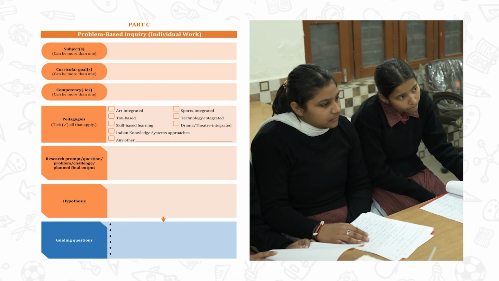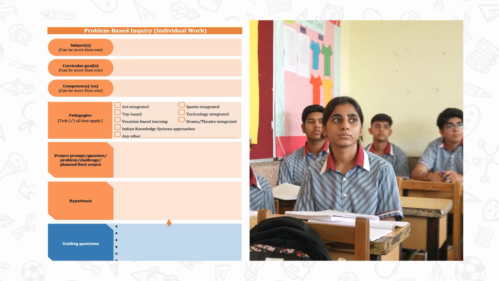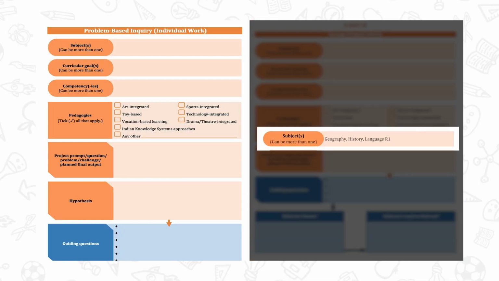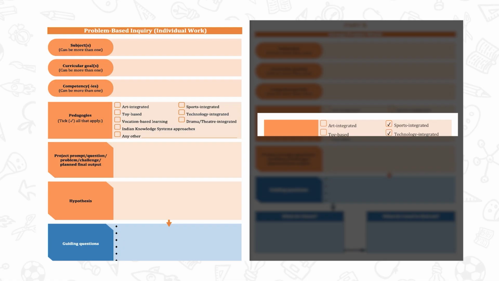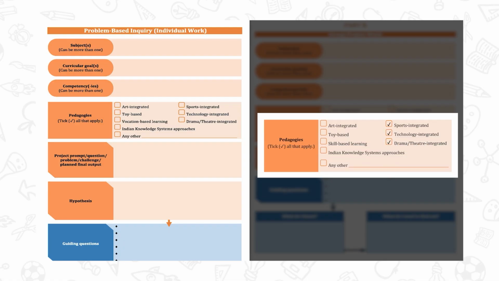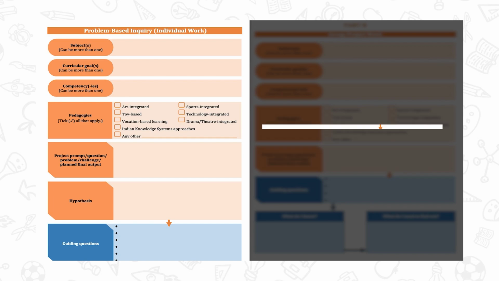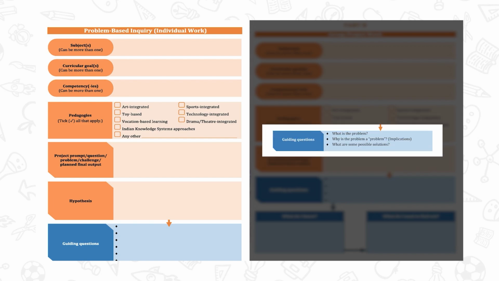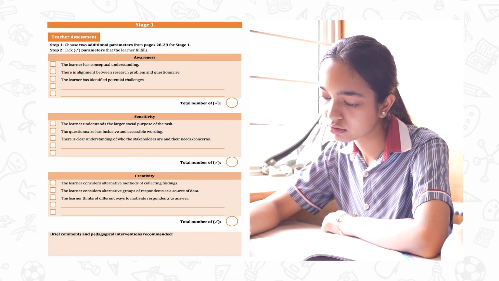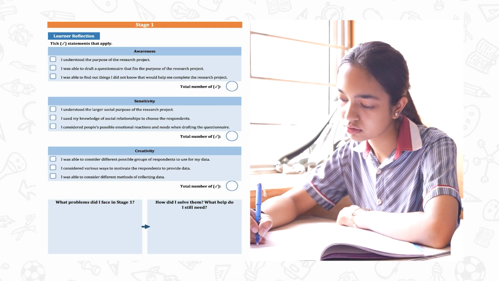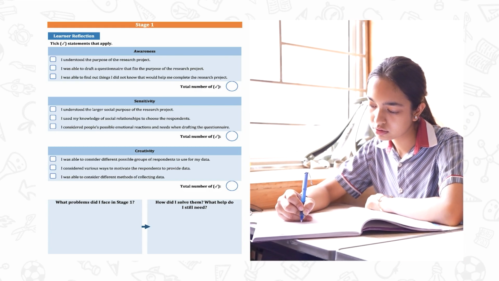Part C is for problem-based inquiry that is done individually by the learner. The teacher plans the task and aligns it to subjects, curricular goals, competencies, and integrates it with different pedagogies. A task prompt is shared with the learners, post which they brainstorm and create guiding questions. They also create a research schedule. In stage 1, teacher assessment and learner reflection at this stage are about the brainstorming and planning process.